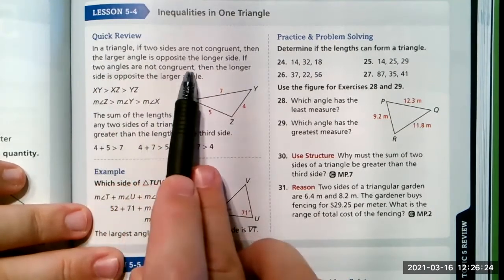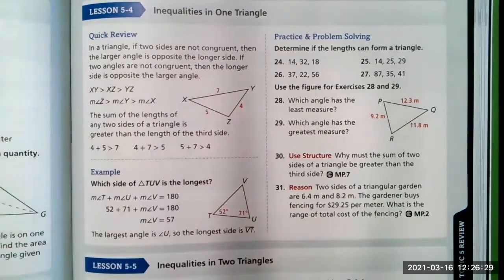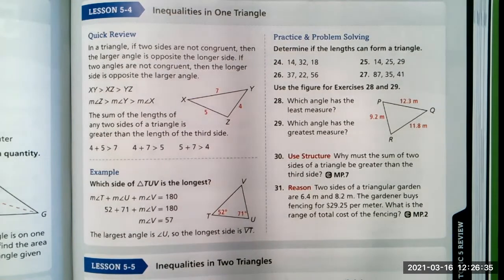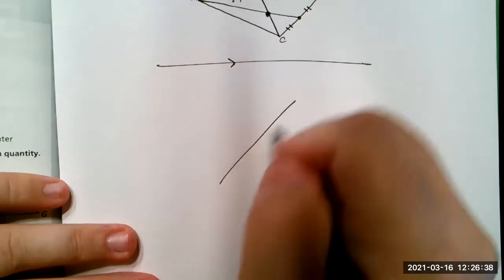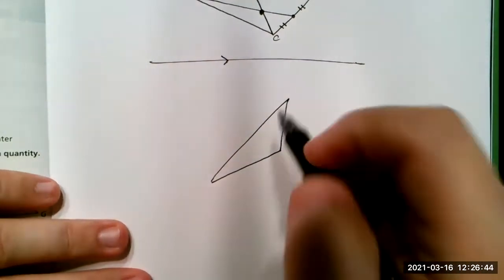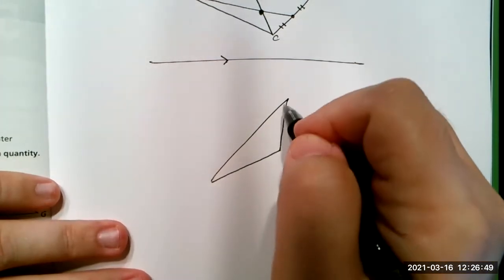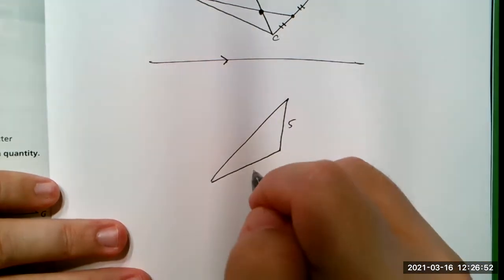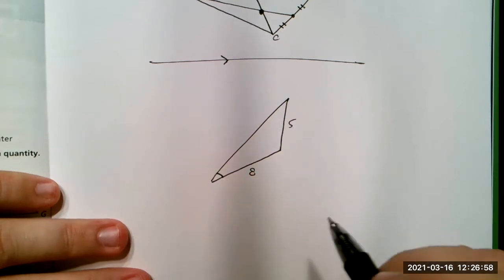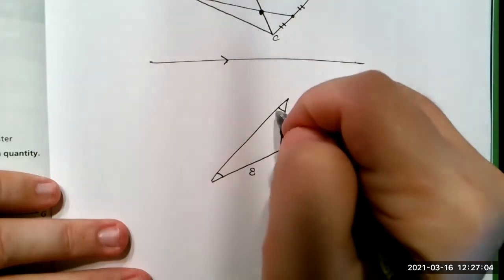If 2 angles are not congruent, then the longer side is opposite the larger angle. Basically saying the exact same thing. If you're dealing with a triangle, and you're looking at these 2 sides right there, this looks like to me the shorter side. So let's call that 5 and let's call that 8. If this is the shorter side, then that means that this is the smaller angle. If this is the longer side, then this is the larger angle over here.